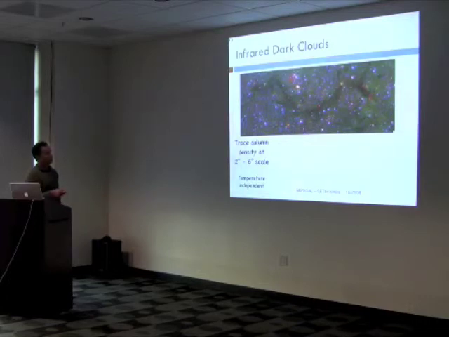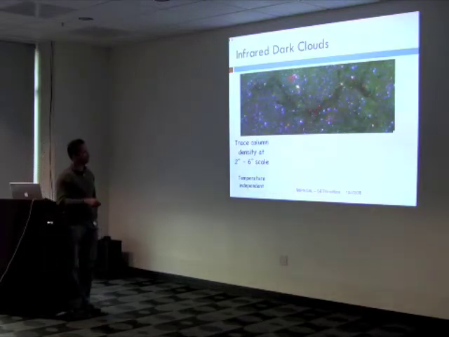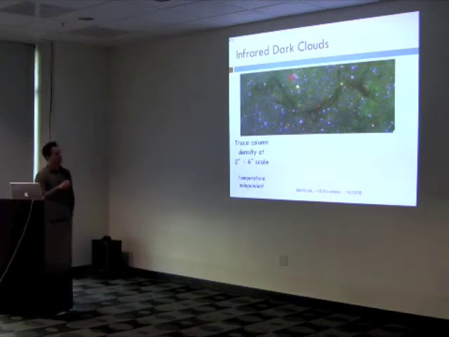When the MSX survey was done, people saw a lot of these dark objects in our galactic plane. They were called infrared dark clouds. They have extremely high visual extinction, about 40 to 100 magnitudes. It's also known that these dark clouds are the birth sites of high mass star formation. So there is a lot of interest in these things.